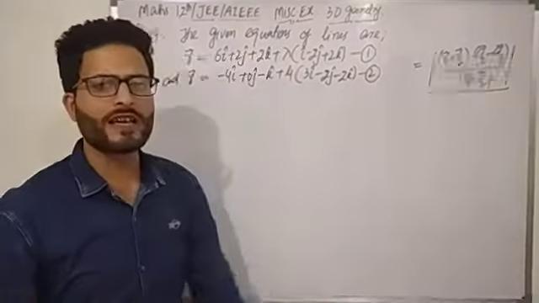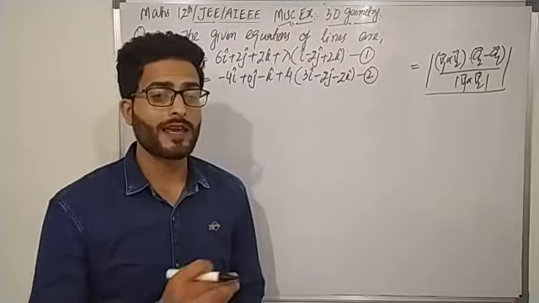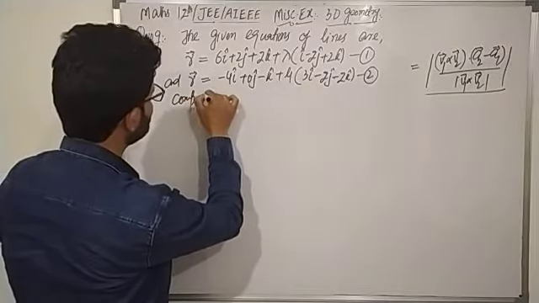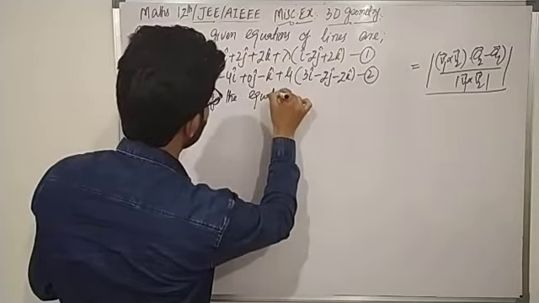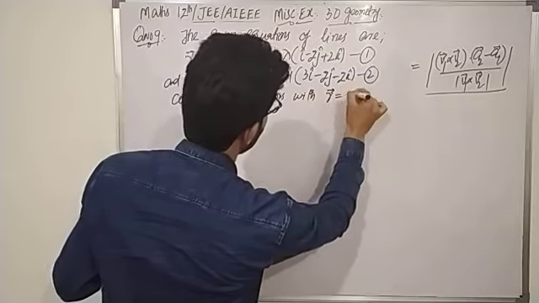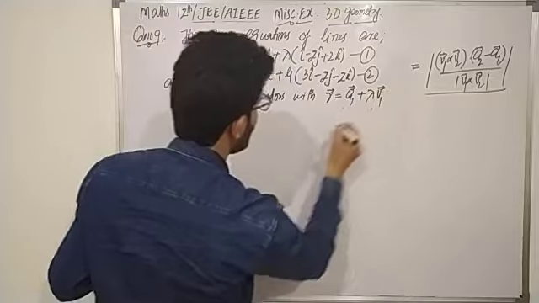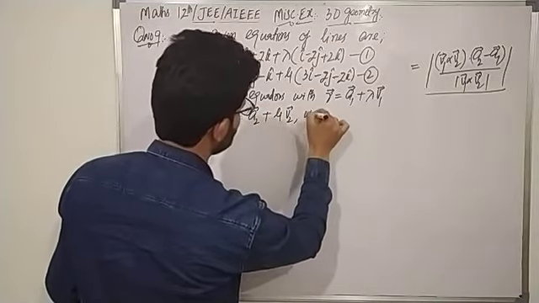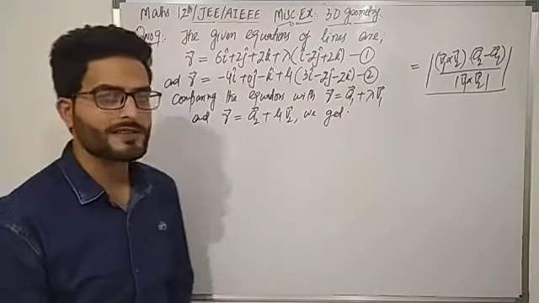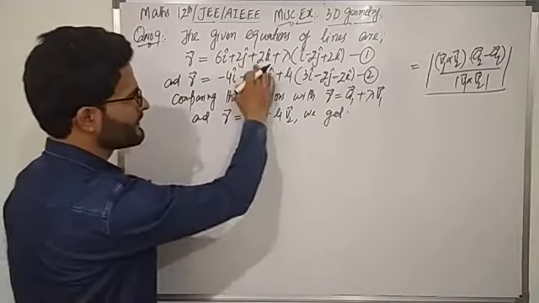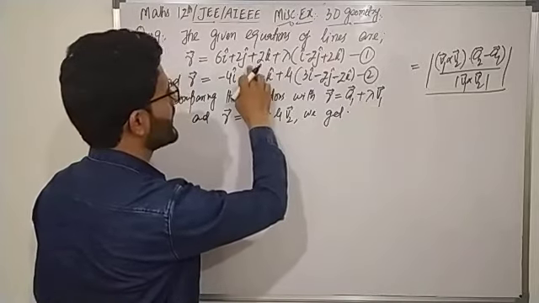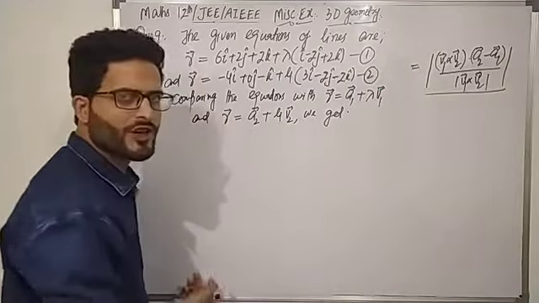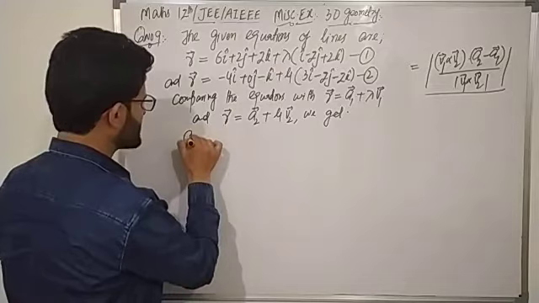So we will compare these two equations with the equation r = a + λv. Comparing with r = a1 + λv1 and r = a2 + μv2, we get a1, v1, a2, v2, because they are the equations of lines passing through a point and parallel to a given vector. Then we put the vectors in the formula, and we will get the shortest distance between these two skew lines.